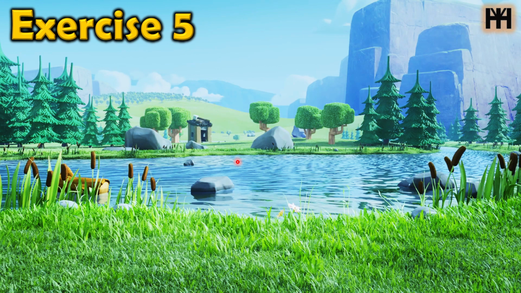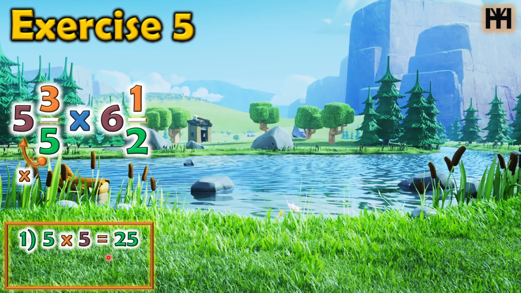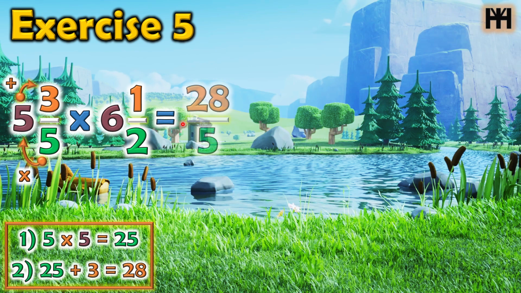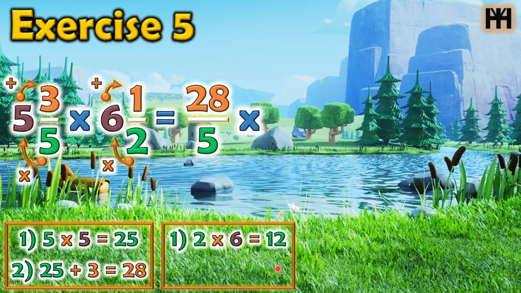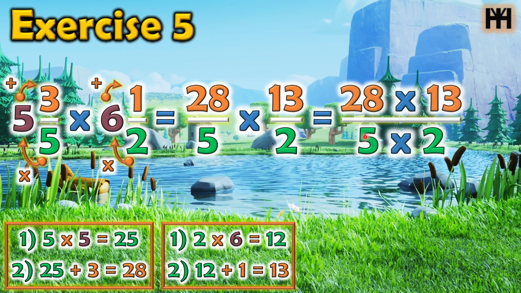Exercise 5. Now we have 5 and 3 over 5, multiply 6 and 1 over 2. Okay, let's turn them into an improper fraction. So 5 times 5 is 25, plus 3 is 28. So it's 28 over 5. Then 6 and 1 over 2, so 2 times 6 is 12, plus 1 is 13. So it's 13 over 2, so 28 times 13, and 5 times 2.